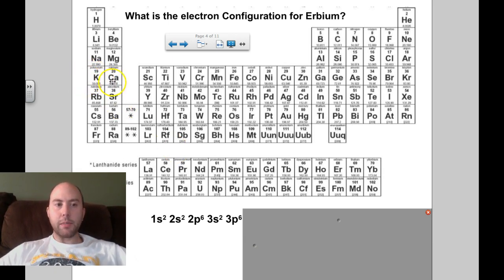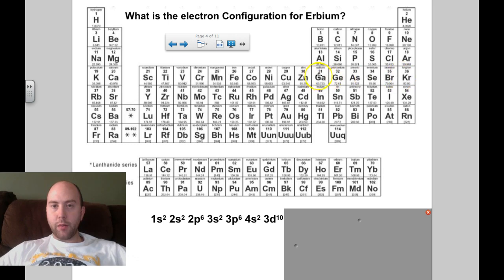I went past potassium and calcium, 4s2. But then I'm in the Ds now. And even though this is the 4th period, I pretend it's the 3rd. Since I went through all of them, that would be 3d10. I go back into the Ps, and again I say I'm in the 4th again. I went through gallium, through krypton, went through all these elements. That's 4p6. Now I'm going to slow down because it's getting a little bit trickier here.